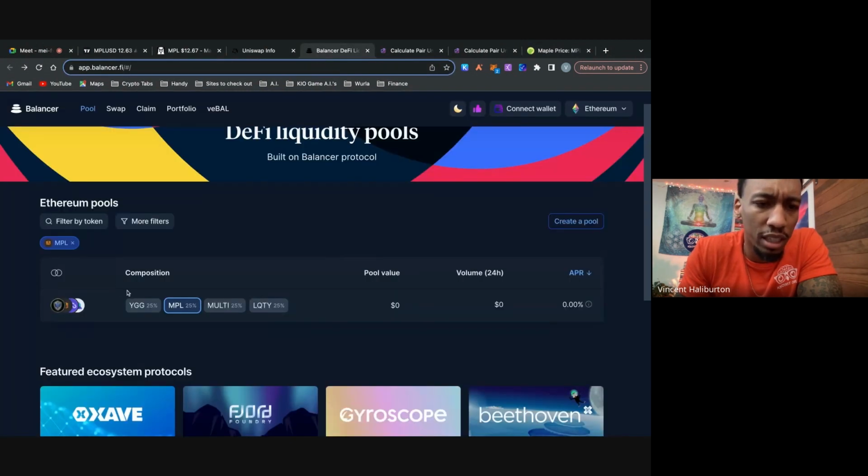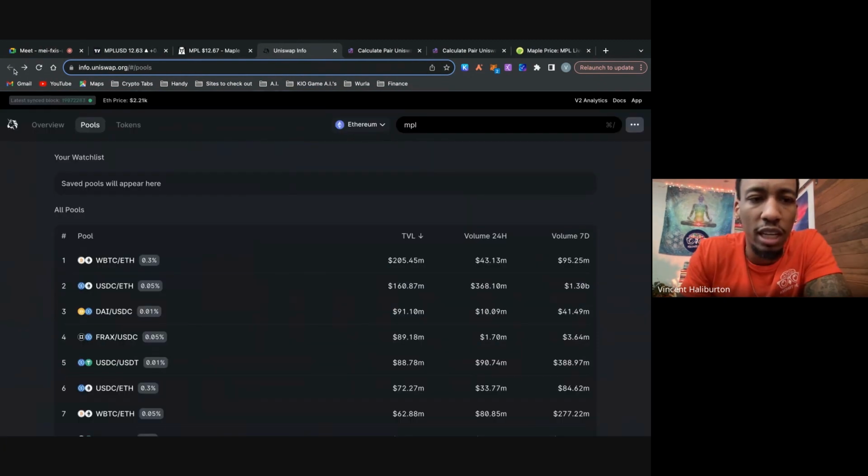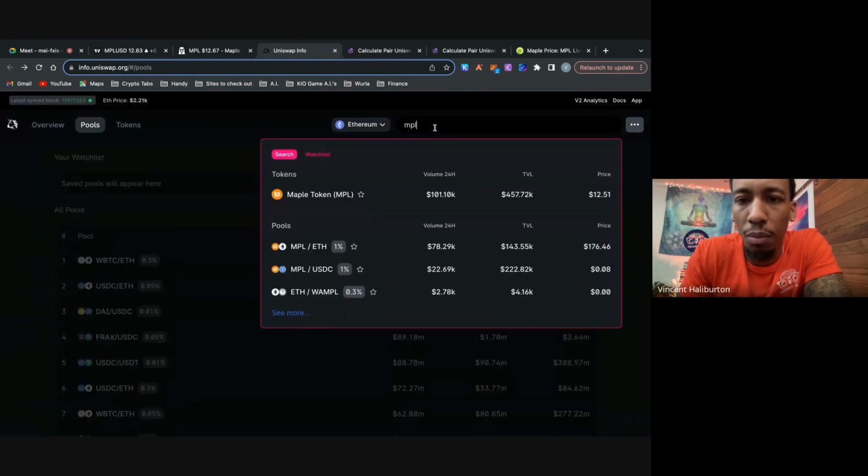It brought me to this, and I typed in Maple, and I only get this pool that shows these 4 assets. I don't know what these are. I don't want to get in this pool. So you have to keep that in mind. Sometimes these things are outdated. So what I like to do is I come to Uniswap, you click top pools, you search Maple, and you can see the top pools.